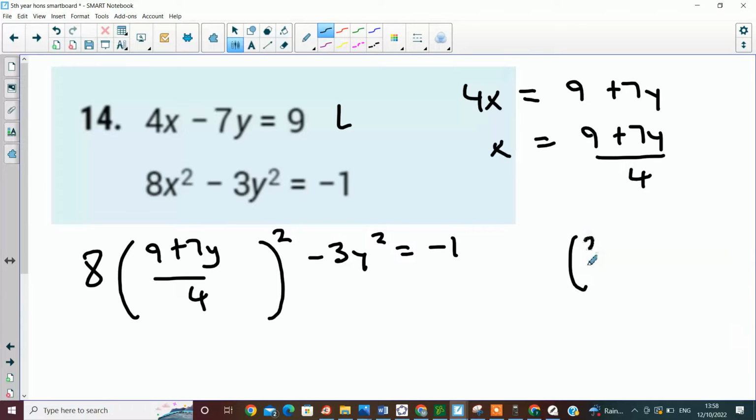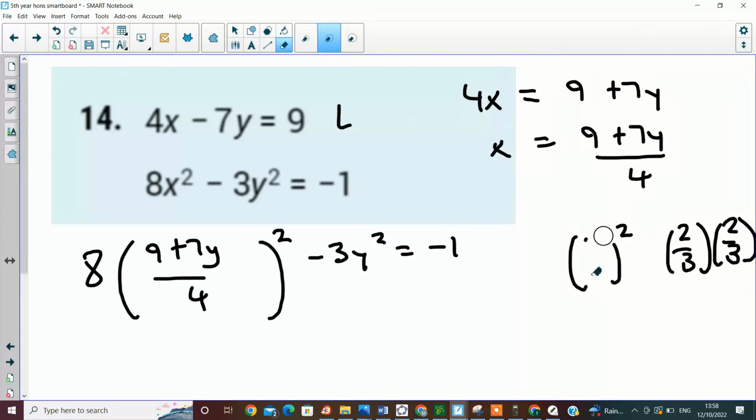If I ask you to square 2 over 3, what would the answer be for 2 over 3 squared? It is 4 over 9, yeah. You did 2 over 3 multiplied by 2 over 3. So that's a really basic example. So when you're squaring this guy over here, the 9 plus 7y over 4, it's going to look something like this.